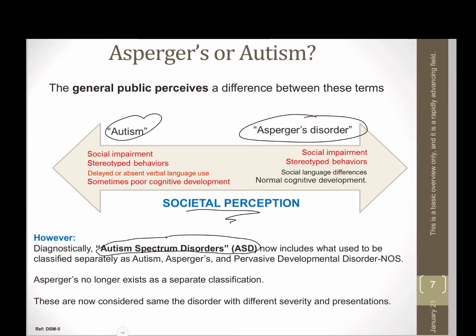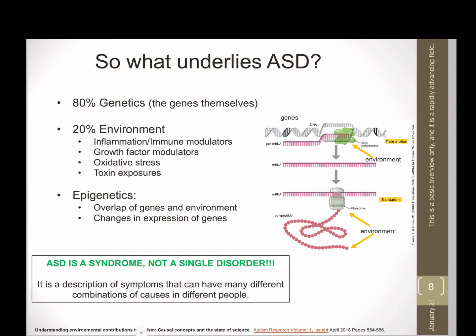Autism spectrum disorder is now containing what used to be called purely autism, what used to be called Asperger's, and then what used to also be called pervasive developmental disorders, not otherwise specified. So Asperger's no longer exists as a separate classification. So for me as a neuroscientist, I'm very interested in what underlies ASD.